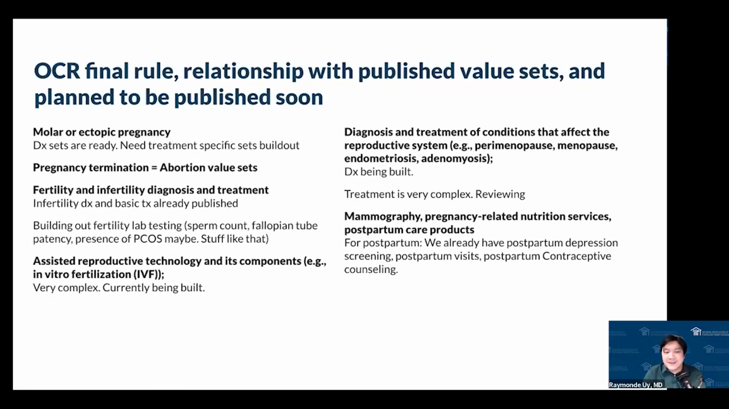IVF, again, is very complex. This is in the left bottom column. There are a lot of different balancing and different dose forms related to testing. So this is very tricky, but we'll do our best to have those codes ready for everyone. And the last column here on the right, the diagnosis for perimenopause, menopause, endometriosis, and adenomyosis. Again, it's very, very comprehensive.